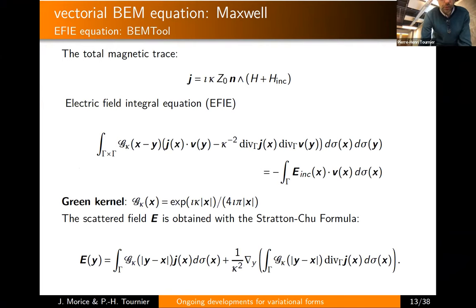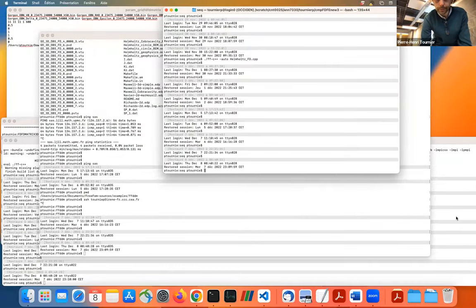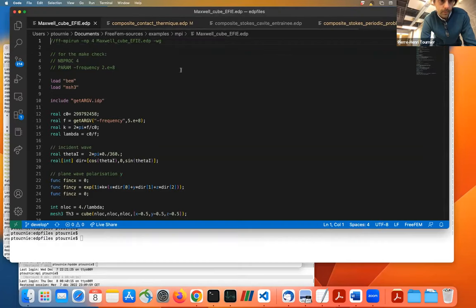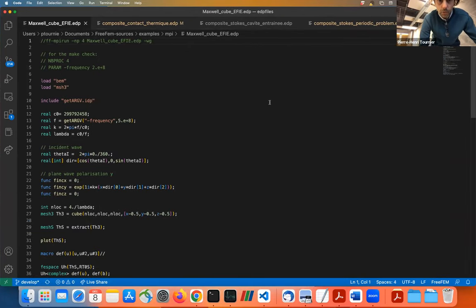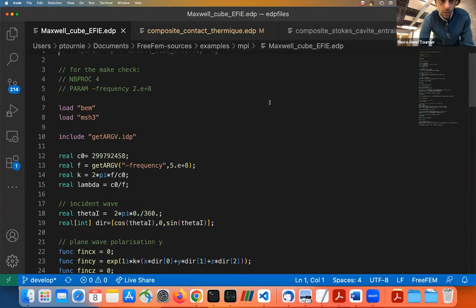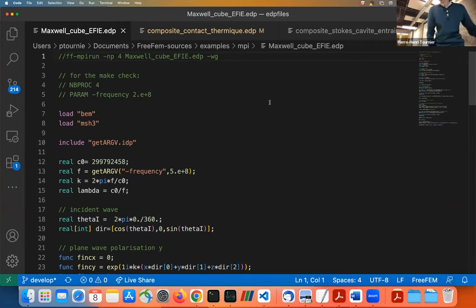I just want to show you a simple example which is in the distribution. It's given in the source file, you can find an example API in the developer branch.